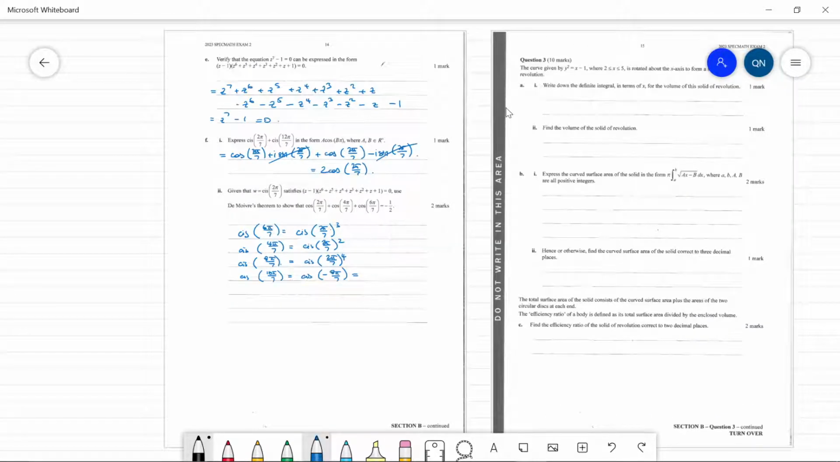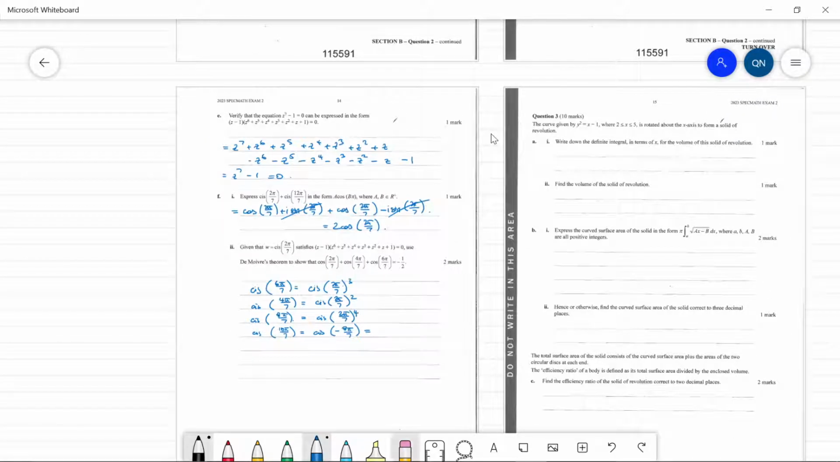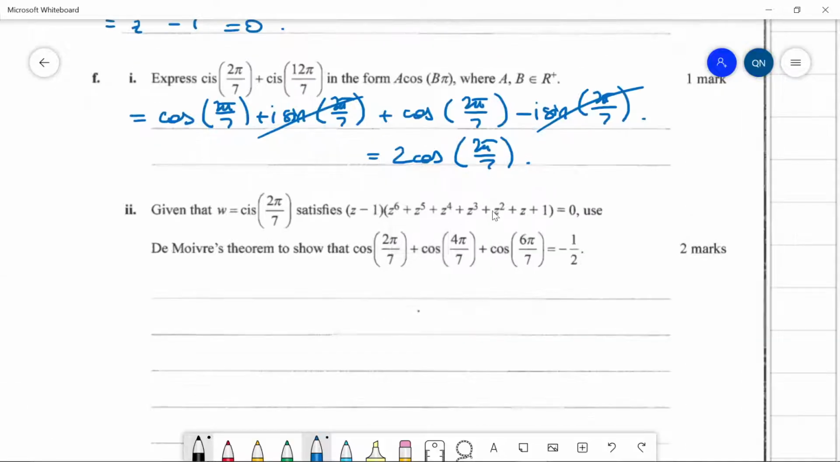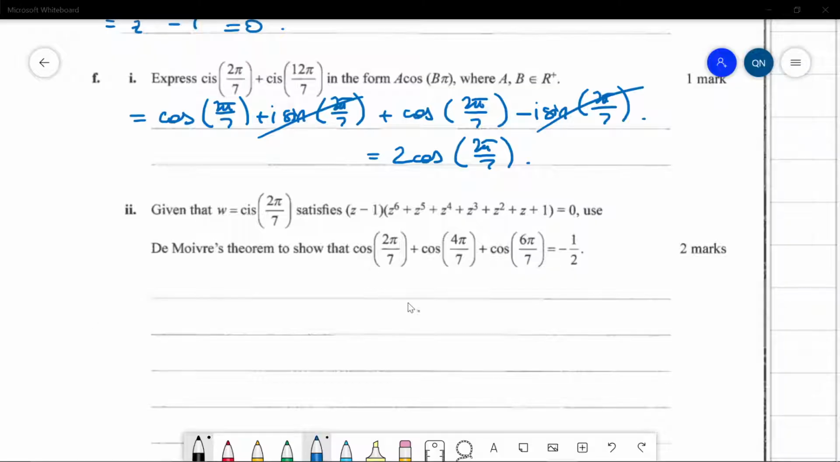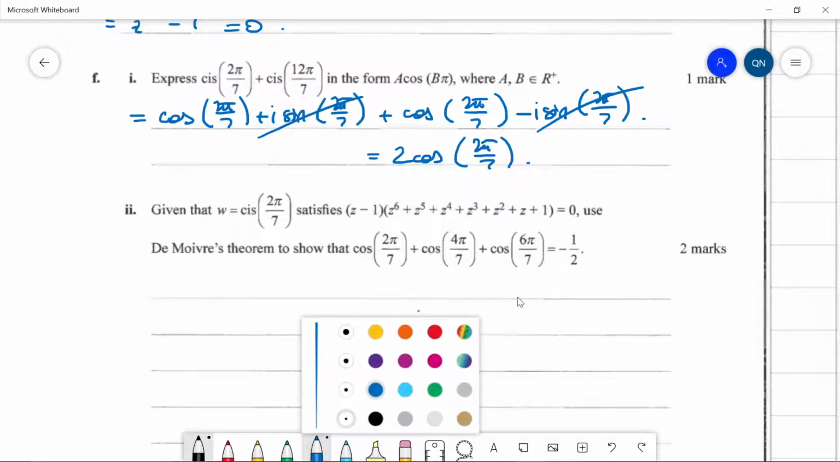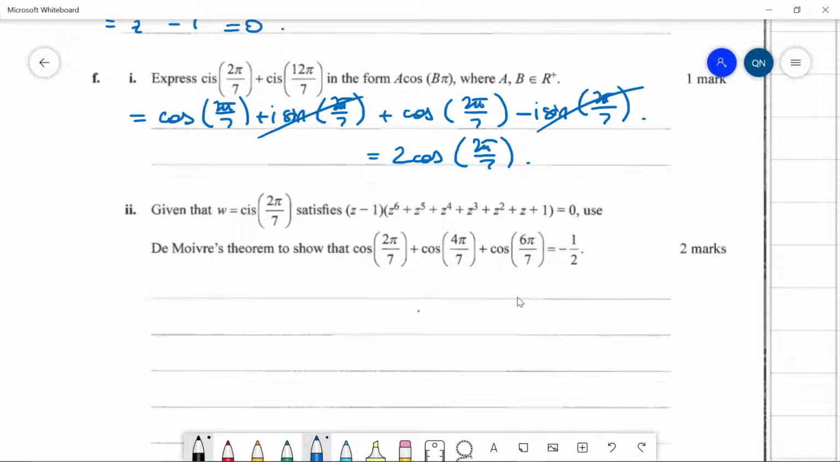So we have, let's get rid of this working out. I'm going to start again because I think I know what I want to do here. So the idea is, I think we can rewrite this in quite a nice way actually, because if you take a look at this part over here, you can write it as z to the 6 plus z to the 5 plus z to the 4 plus z cubed plus z squared plus z plus 1 equals 0.